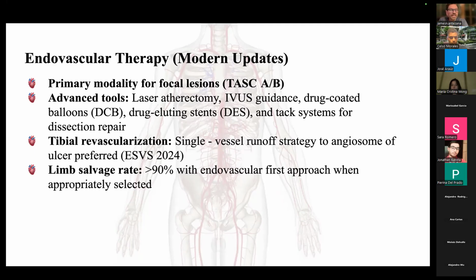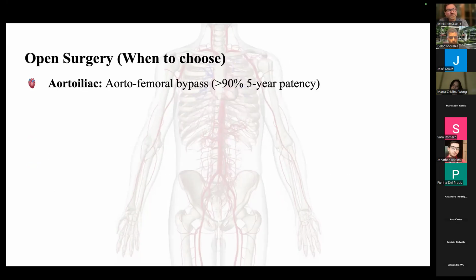So lately our limb salvage rate is greater than 90% with the endovascular first approach, when you select the patients accordingly. Not every size fits all. Just remember that. So when to choose open surgery? Well, aortoiliac surgery, when you do an aortofemoral bypass, the patency rates at 5 years are greater than 90%. If you have a patient with a very high TASC classification of aortoiliac disease, and the patient is of good surgical risk, doing a bypass surgery is the best thing for them.